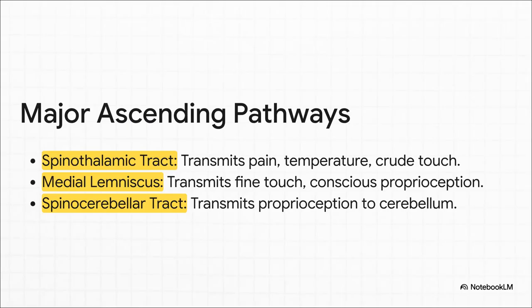Now, the crucial thing to get here is that different types of sensory information travel in different lanes on this highway. Let's look at 3 major ascending pathways. First, the spinothalamic tract. This one carries your signals for pain, temperature, and crude touch. Second, the medial lemniscus pathway. This is for more detailed stuff, like fine touch and conscious proprioception. That's your sense of where your body is in space. And third, the spinocerebellar tract. This also carries proprioceptive information, but it sends it specifically to the cerebellum for unconscious coordination of your movements.